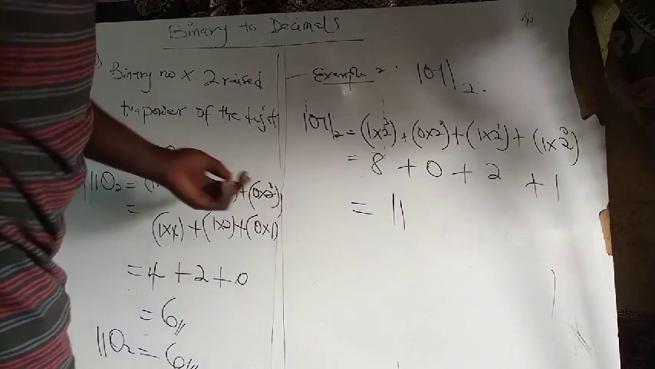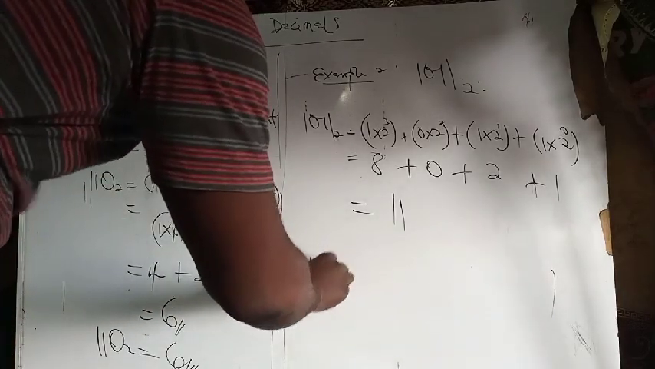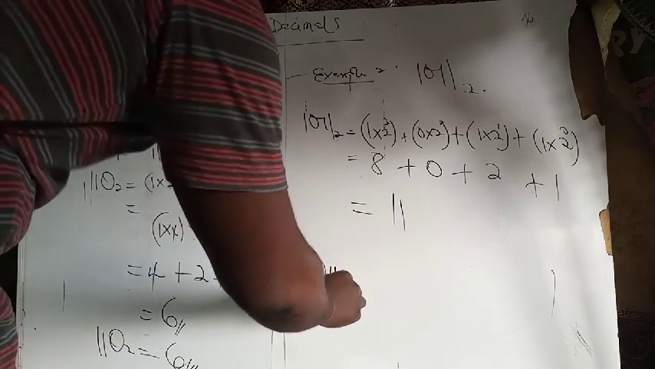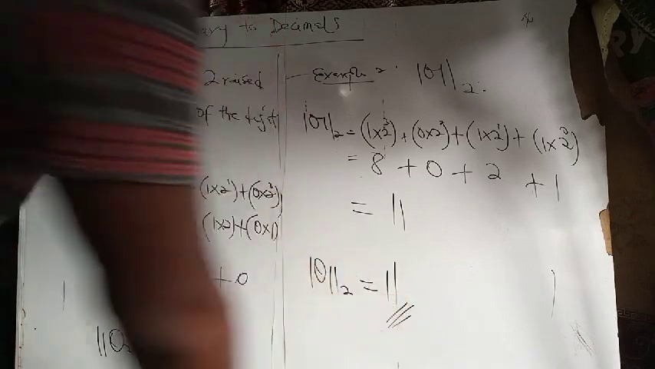To finish everything straight up, not to leave any mark ajar, it's going to be 1011 base 2 equals 11.